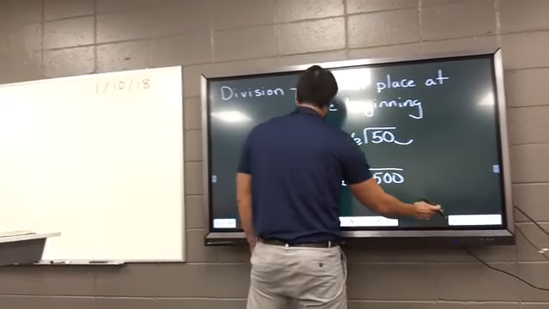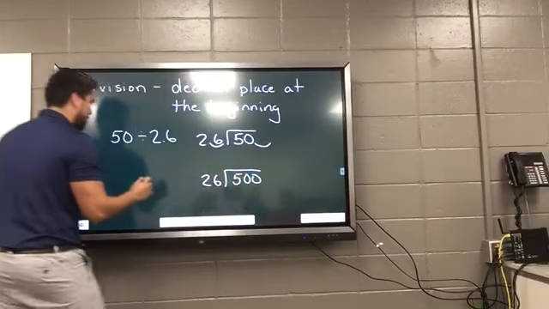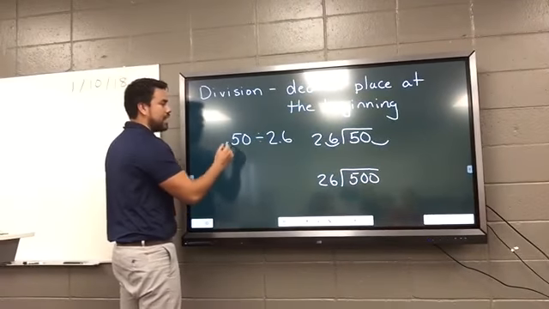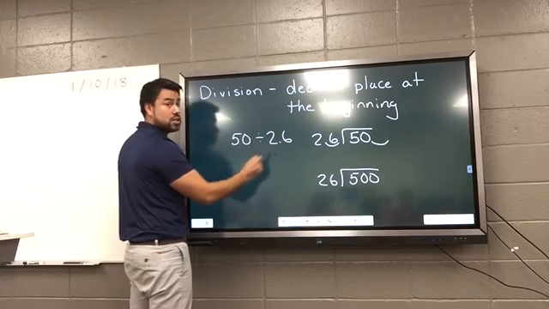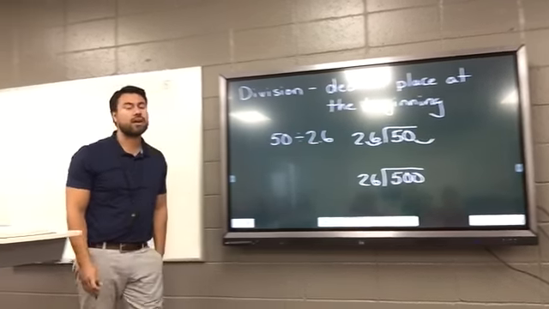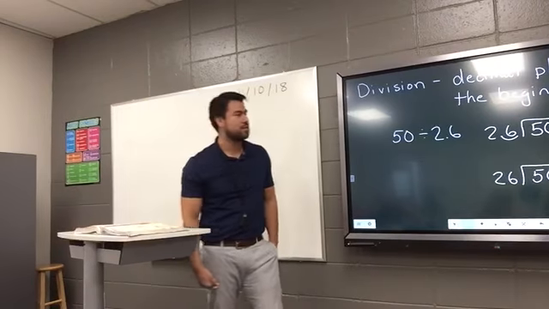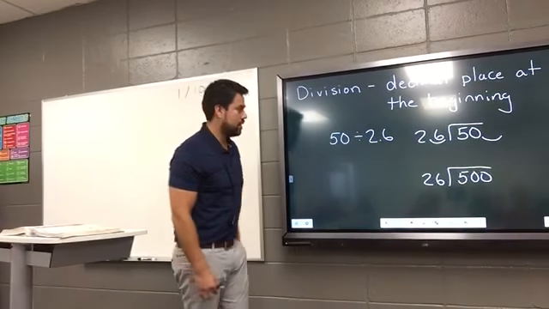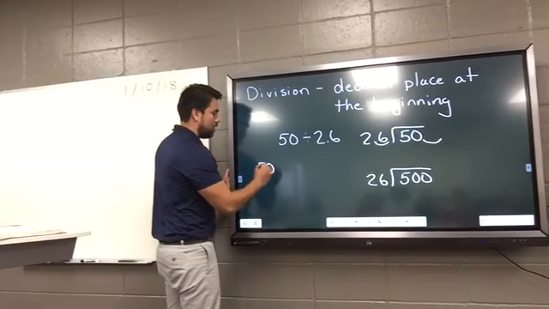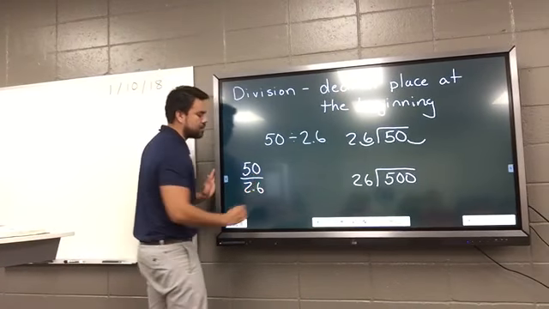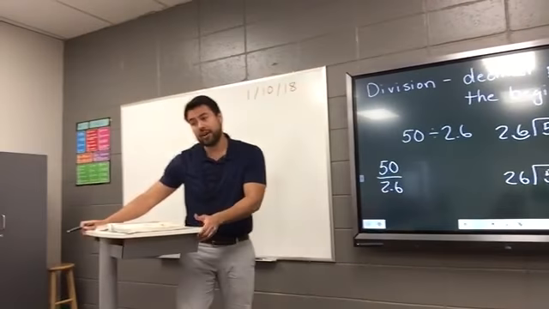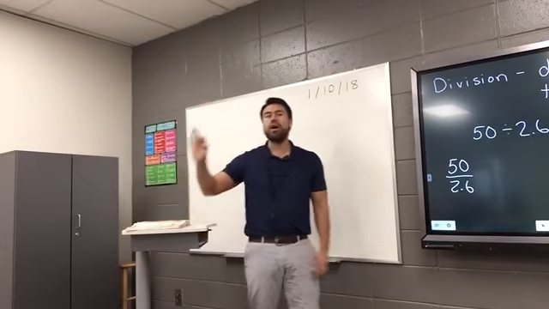Okay, what I'm going to do, I guess I can write it up here. Can this be written as a fraction? Is this a fraction? Does anyone remember how to write it as a fraction? Davis? Okay, 50 over 2.6. Typically we don't look at fractions that way, but that is a fraction and it is acceptable. Now watch what I'm going to do here.